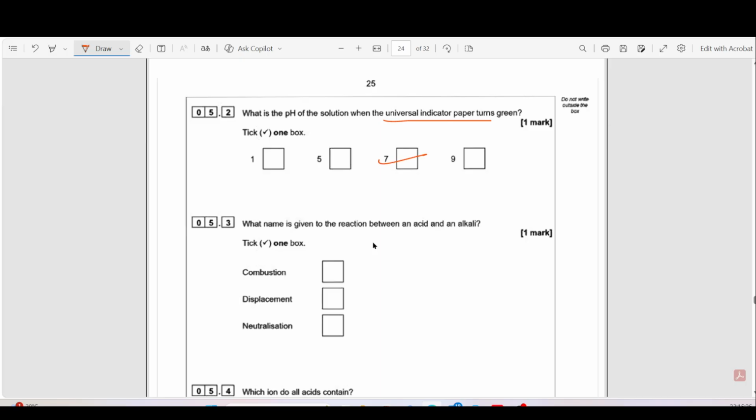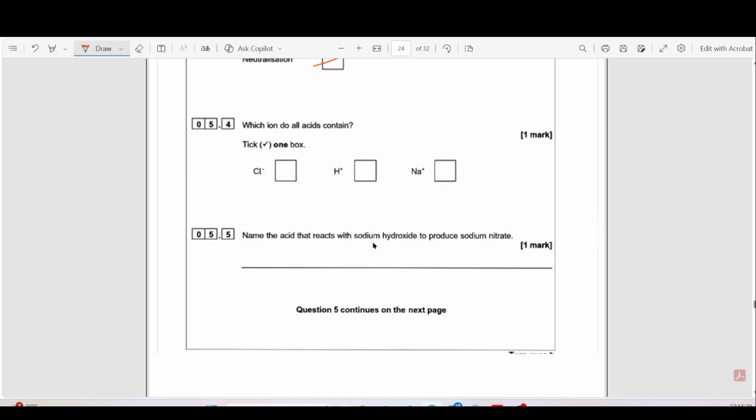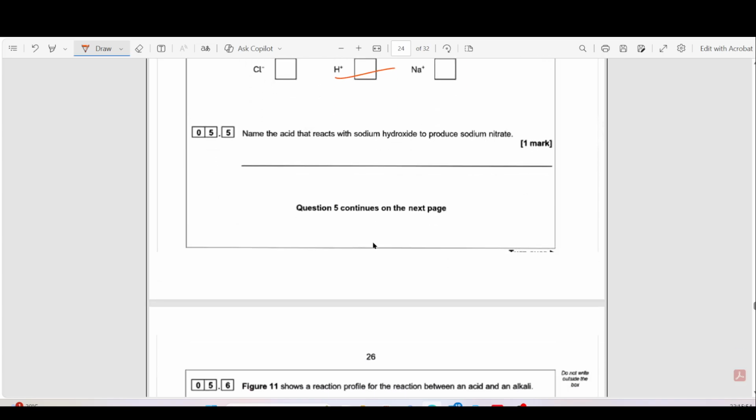Then next is, what name is given to the reaction between acid and alkali? Which is called neutralization, because base and acid neutralize each other and produce salt and water. This is called a neutralization reaction. Next is, which ion do all acids contain? So H plus. Okay, so the acids have H plus and bases have OH minus, right? You have to remember this for the exam.